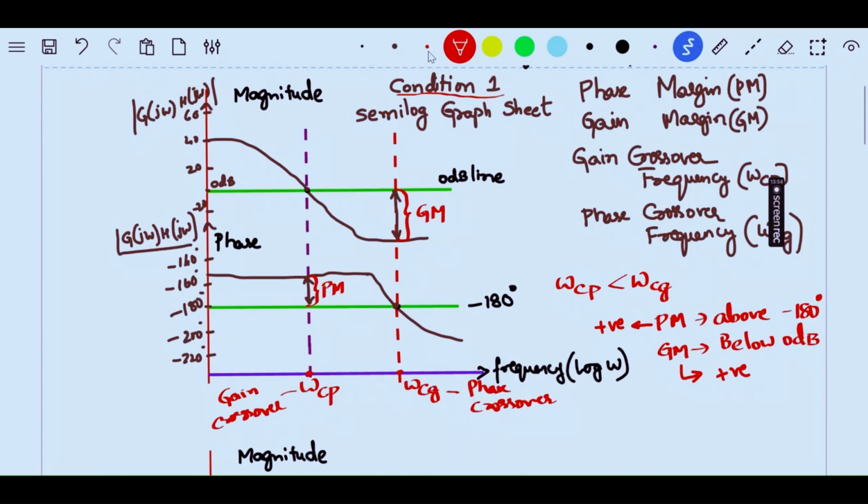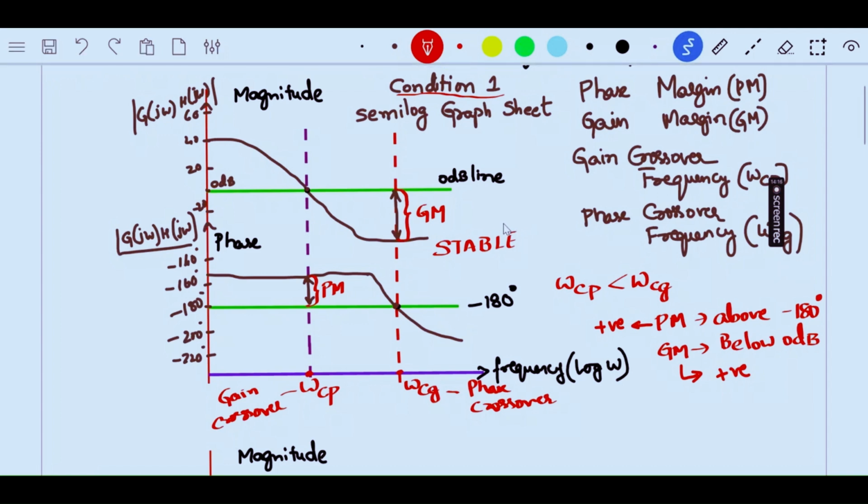And if you get a condition in this way where both phase margin and gain margin are positive, then such system is considered to be stable. So this is the condition for stable system. This is what Bode says. If you get phase margin and gain margin both positive, then such a system is considered to be a stable system. I hope you got this, right?